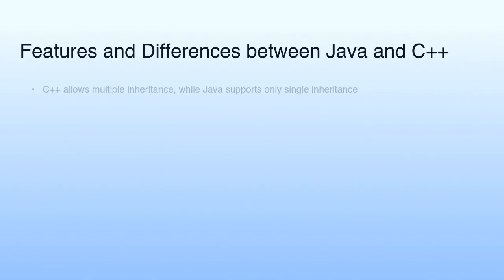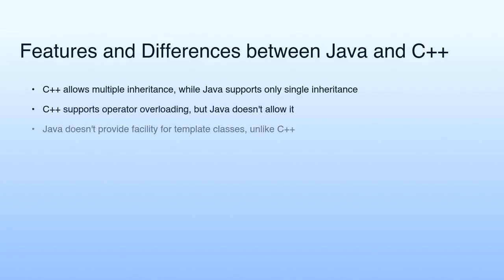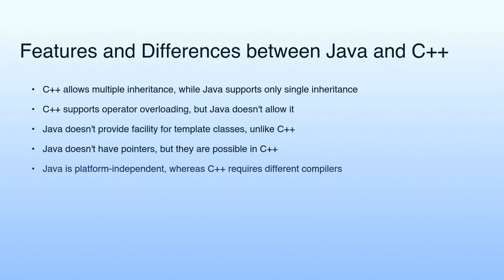It discusses key differences between Java and C++, such as Java's lack of multiple inheritance, operator overloading, template classes, and pointers, while also noting Java's platform independence lacking in C++.